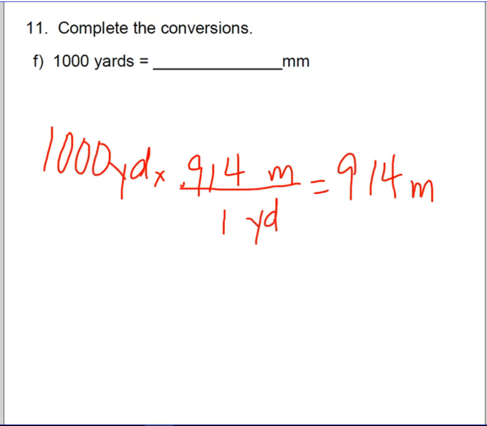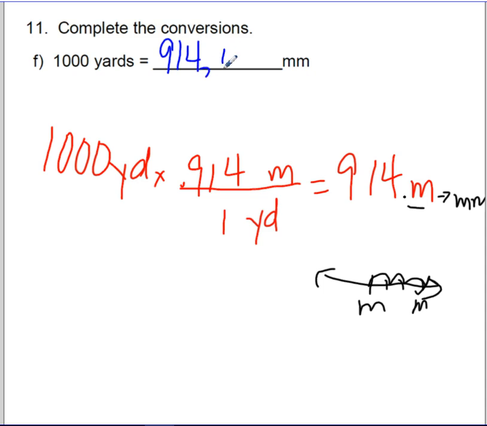Okay, and so then we have to change meters to millimeters. And so on our number line, meters is in the middle. We have deci, centi, and milli. So we're on 1, 2, 3 spaces right from meters to millimeters. So here's our invisible decimal after the 4. So that means we add 3 zeros to be able to make those 3 moves. And so we have 914,000 millimeters in 1,000 yards.